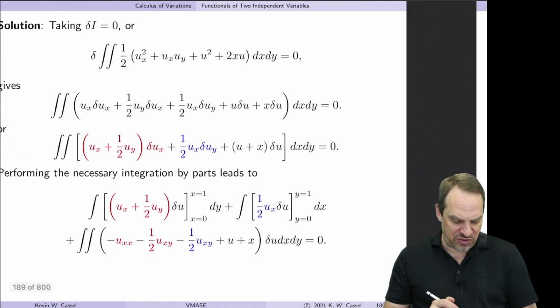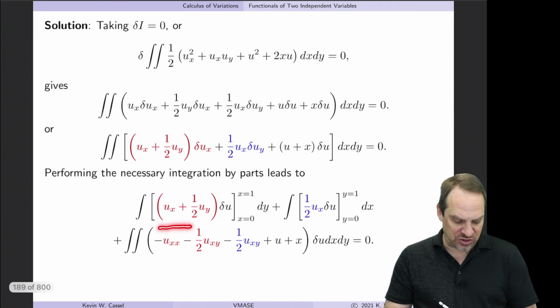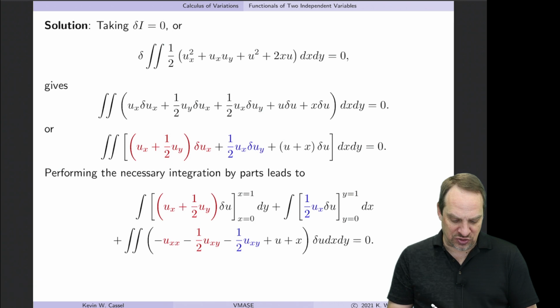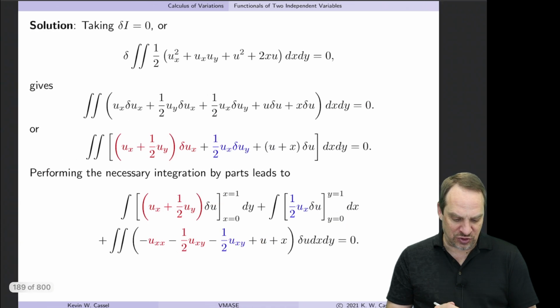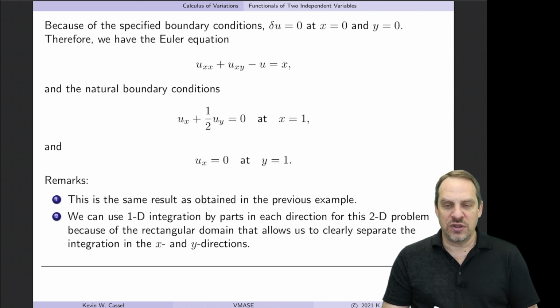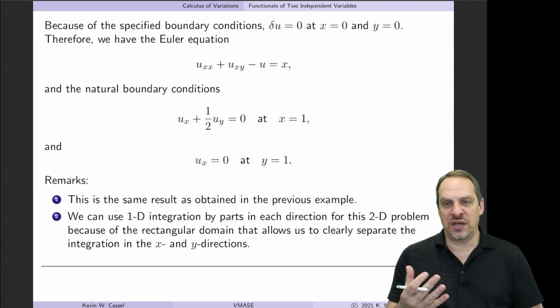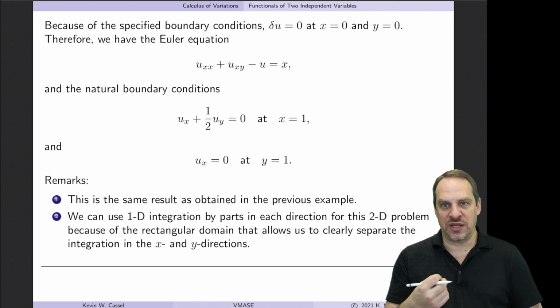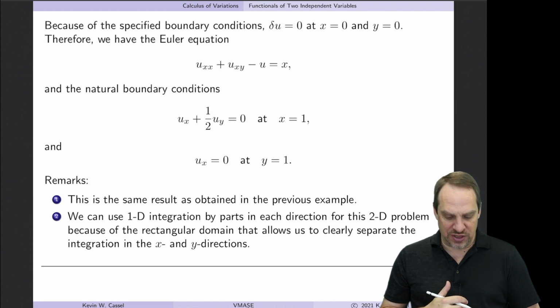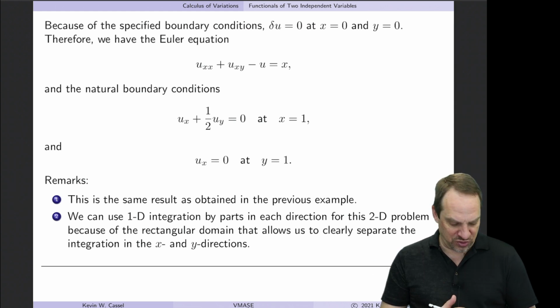Then we have the natural boundary conditions. Partial u partial x plus a half partial u partial y has to be equal to 0. That's what you see here. And then partial u partial x has to also be equal to 0. And that's what you see right here. So again, you get the same result obviously in the end, but it's good practice to do these sometimes by taking the variation, setting it equal to 0, and following through with the integration by parts, so that in cases where we have to, we're comfortable doing it.